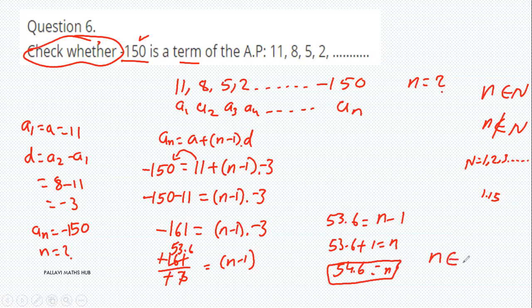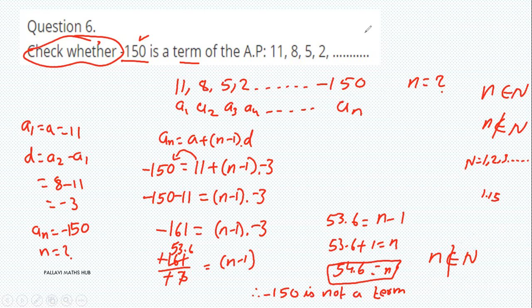Does N belong to natural numbers? No, it does not belong to natural numbers. Therefore, minus 150 is not a term. That's it. If you get N belongs to natural numbers, then it is a term. So here N does not belong to natural numbers, therefore minus 150 is not a term. I hope you understood this sum.